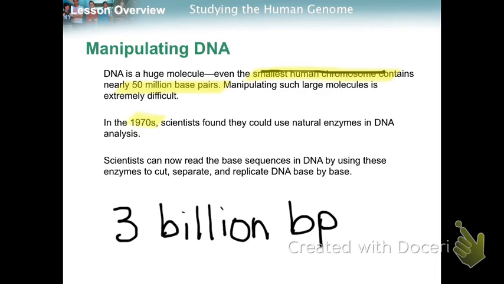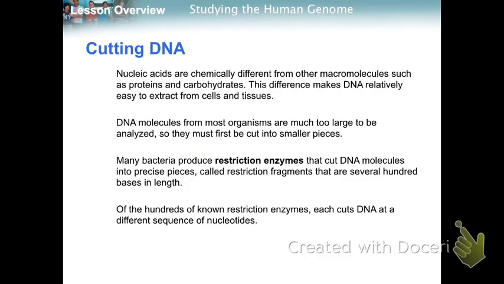In the 1970s, scientists found that when they're looking at DNA, they could break it up into pieces using enzymes found in nature. Using that, they could read the base sequences by using enzymes to cut, separate, and replicate DNA base by base. Nucleic acids are different from other macromolecules, and those differences make it easy to extract, remove from cells and tissues.